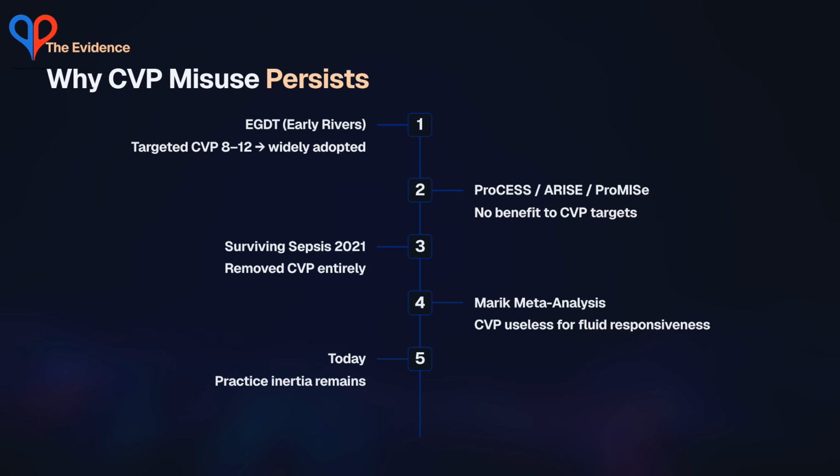CVP misuse persists partly due to historical precedent. Early goal-directed therapy targeted CVP 8 to 12 millimeters of mercury, leading to widespread adoption. Major trials, ProCESS, ARISE, ProMISe, failed to reproduce these benefits, and Surviving Sepsis guidelines removed CVP entirely. Marik's meta-analysis demonstrated its complete inability to predict fluid responsiveness. Yet practice inertia persists in many ICUs.